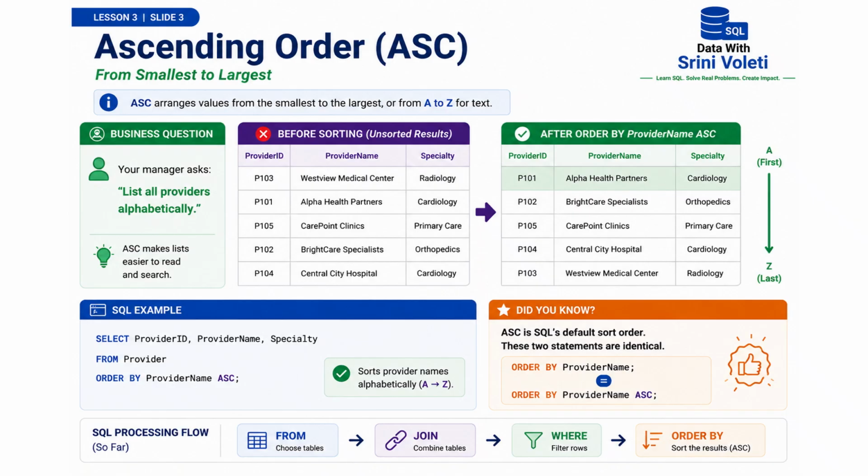By adding the ascending keyword, that's the ASC keyword, after ORDER BY, SQL automatically rearranges the results into alphabetical order. One important thing to remember is that ASC, or ascending, is actually SQL's default sort order. That means you can write either ORDER BY provider name or ORDER BY provider name ASC, and both produce exactly the same result.